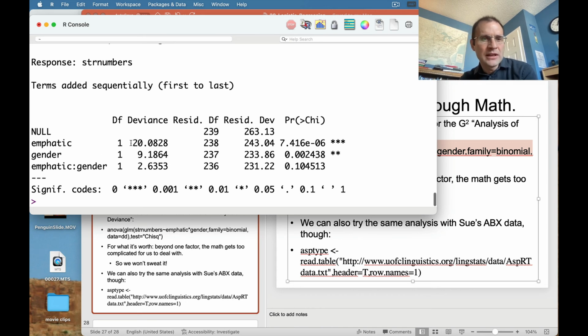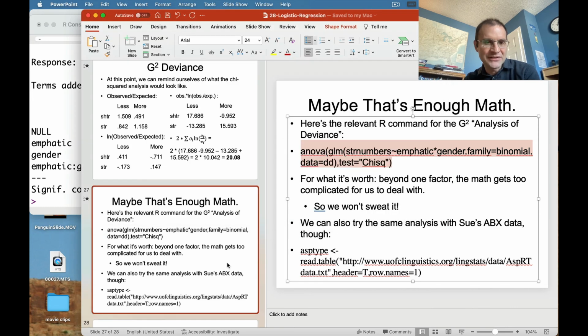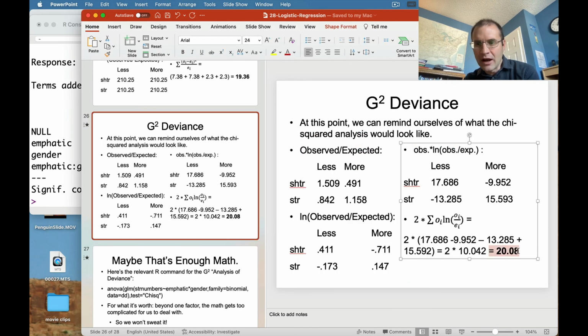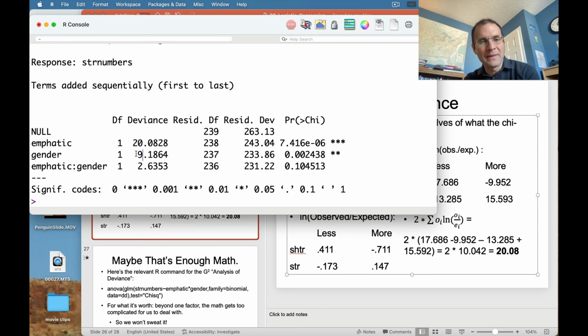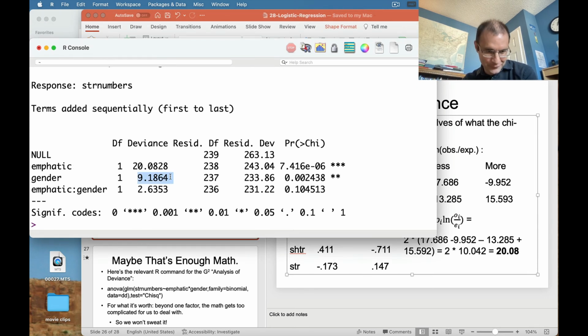It's a little bit different though. So here, just this number, 20.08, that's the G-squared statistic that we calculated here. What goes on beyond that is harder to calculate. It actually depends on what factors are already in the model, just like what we saw with the multiple regression analysis. So we don't have time or the need to walk through how these other deviance statistics are calculated, but this is the analog to the F statistic that we got through analysis of variance. So we're seeing basically how big of an effect size this is. We convert that into a p-value, and we get a very small p-value for the emphasis factor.